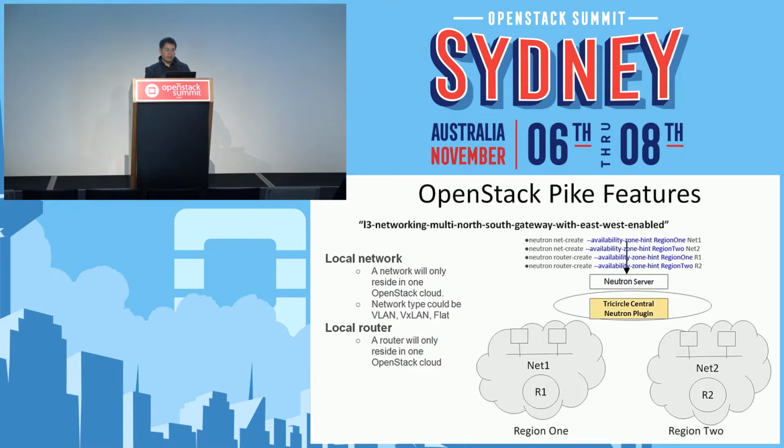Okay, before L3 networking, we have to understand several concepts. One is the local network. A local network means the network can only be present in one Neutron server. And the local router is also only present in one Neutron server. To create a local object, you only need to specify one availability zone hint, for example, region 1 or region 2, to create a network and a router object.